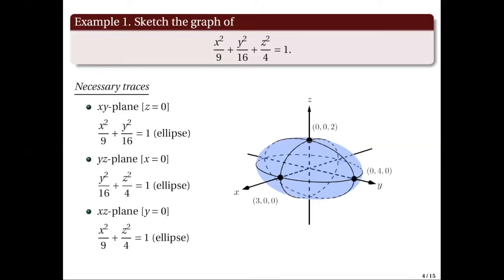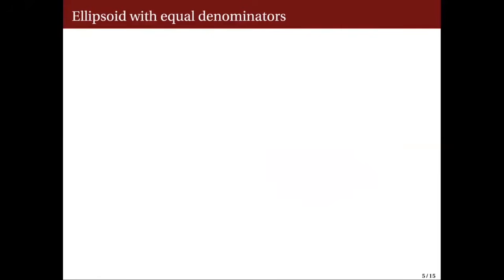Before we proceed to the second type of the central quadric, let me have some remarks on the ellipsoid. It can happen that all 3 denominators of the ellipsoid are equal. Multiply both sides by a squared, it will give us x squared plus y squared plus z squared equal to a squared. And recall that such equation represents a sphere centered at the origin of radius equal to a.